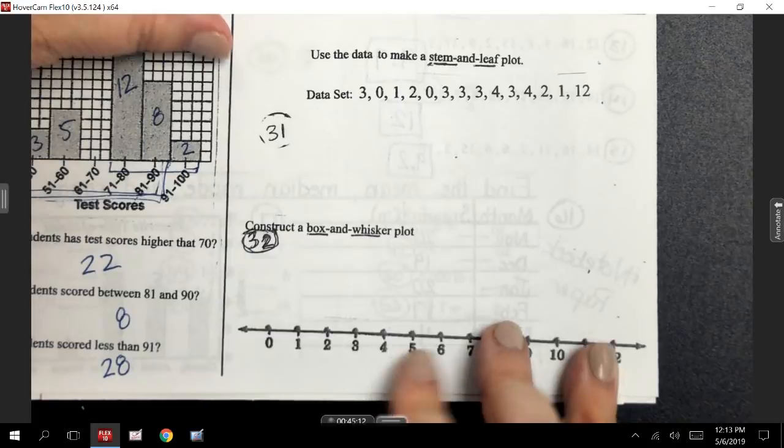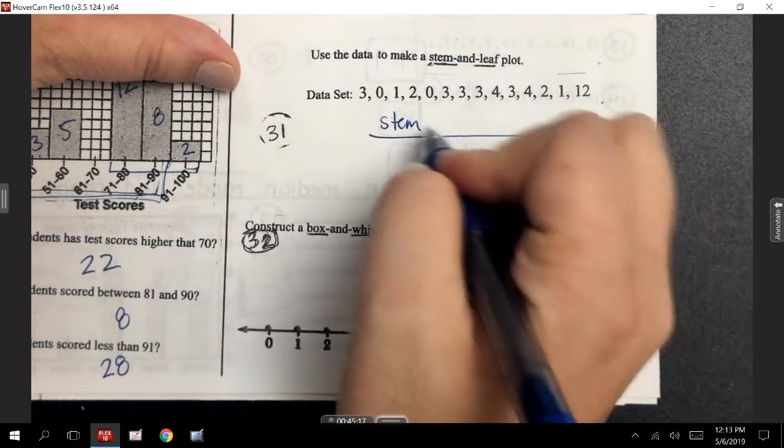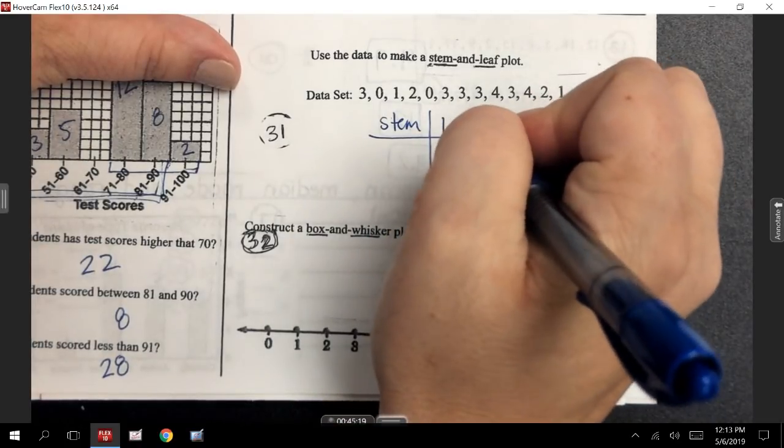Okay. Awesome. All right. Stem and leaf. So let's do a stem and a leaf.